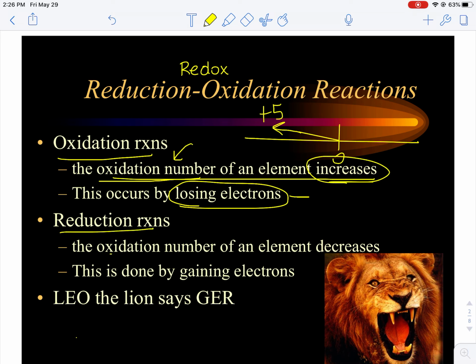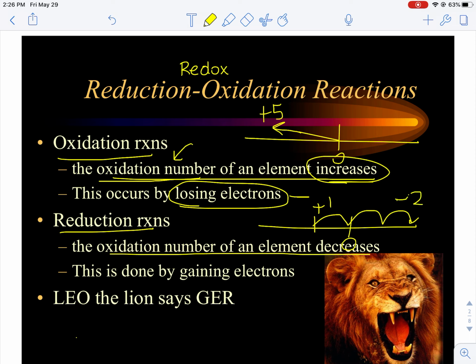In a reduction reaction, the oxidation number of an element decreases. In other words, we start at something like positive 1, and we move our way down to something such as negative 2. Our number is decreasing, it's becoming more negative, and that happens when the atom is gaining electrons. Again, electrons are negatively charged particles. So if we're getting more negative particles in our electron cloud, our overall charge is going to be decreasing.